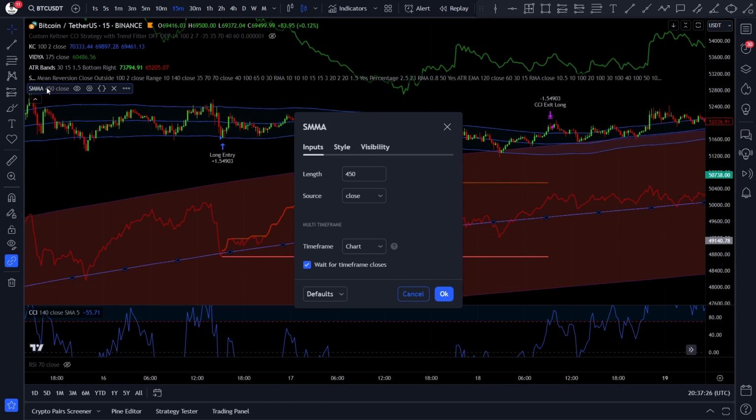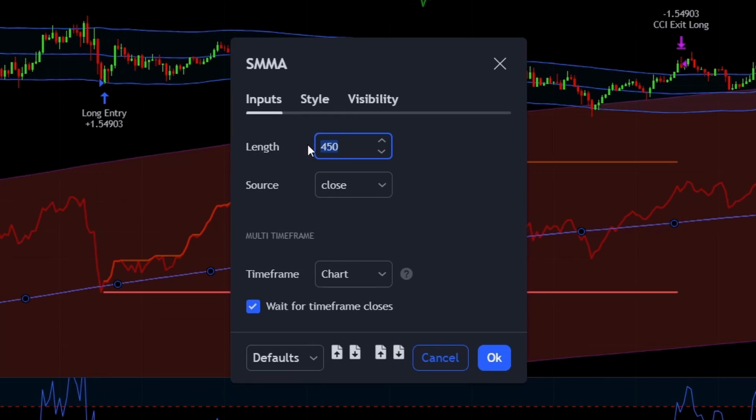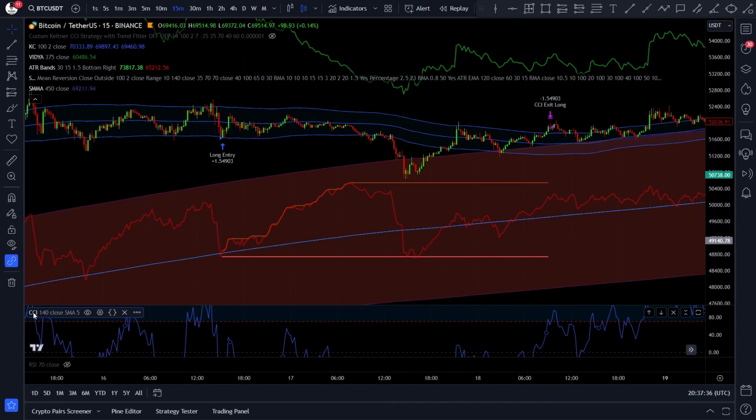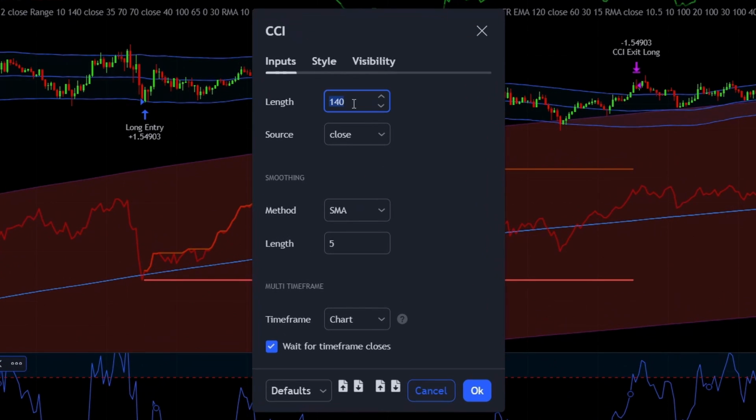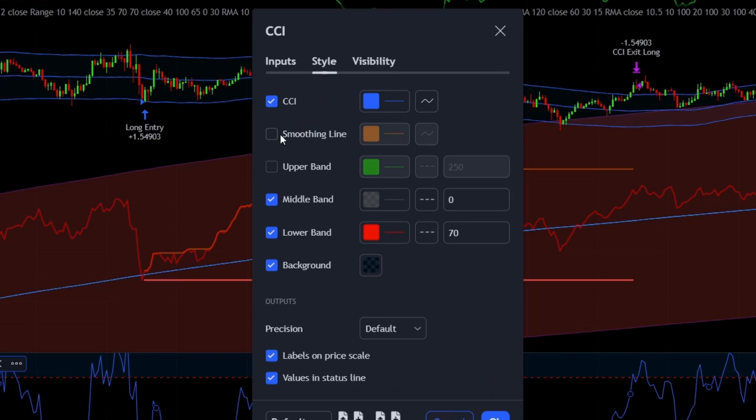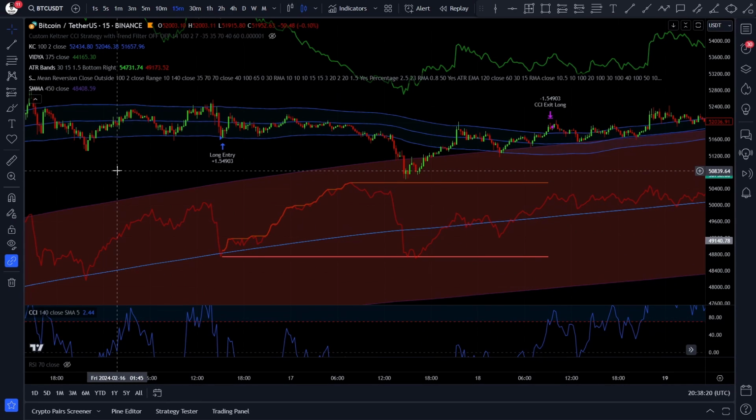Then the SMMA. Set its length to 450, its source to close. And finally, the CCI. Its length should be 140, its source close, then switch to the Styles tab, untick the smoothing line, the upper band, and give the lower band a 70 value. That lower band line should be this red line here. If you follow through correctly, now you have all of your indicators set up for this strategy.